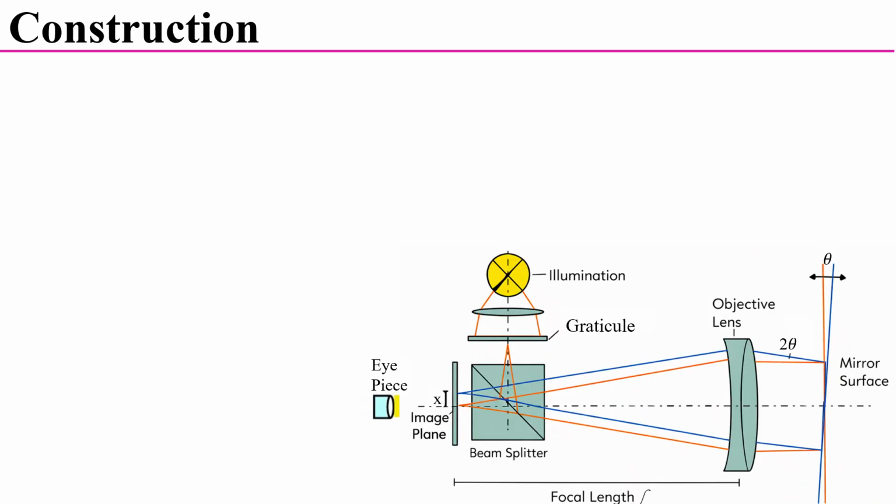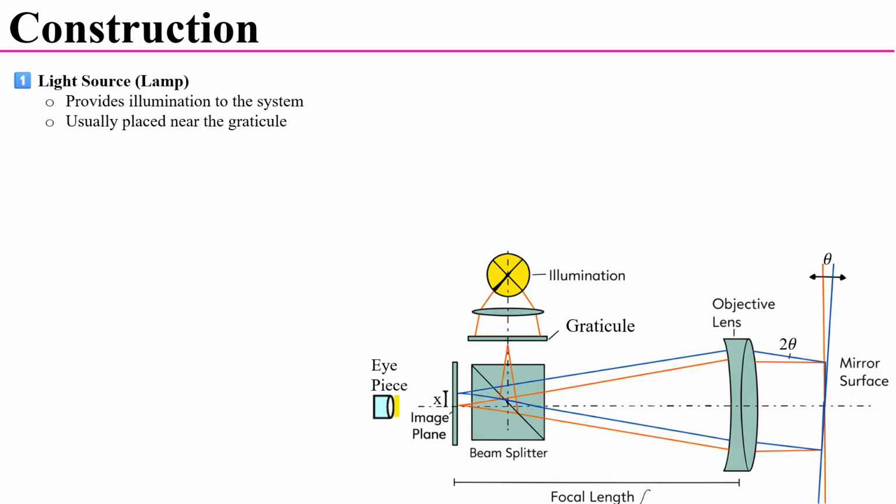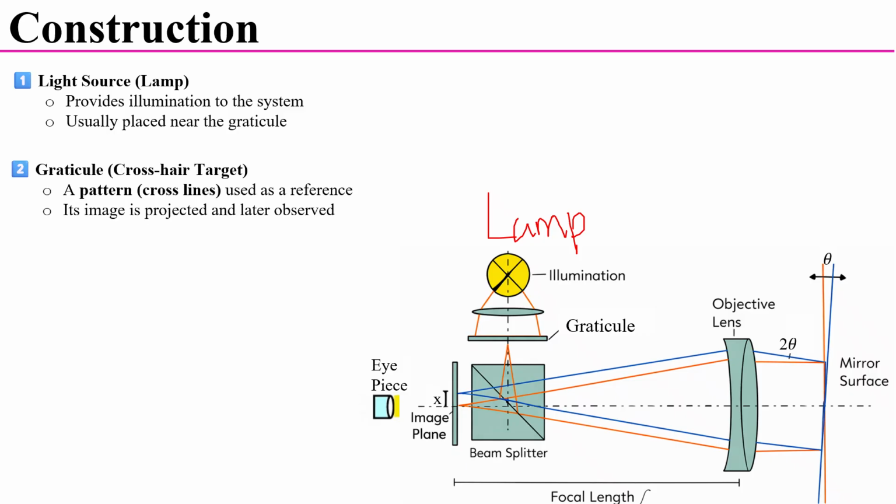Let's see the construction of the autocollimator. The first part is the light source, or lamp. The light source provides the illumination to the system and it is usually placed near the graticule. So let's see the graticule. The graticule, or crosshair target, is a pattern used as a reference. Its image is projected and later observed.